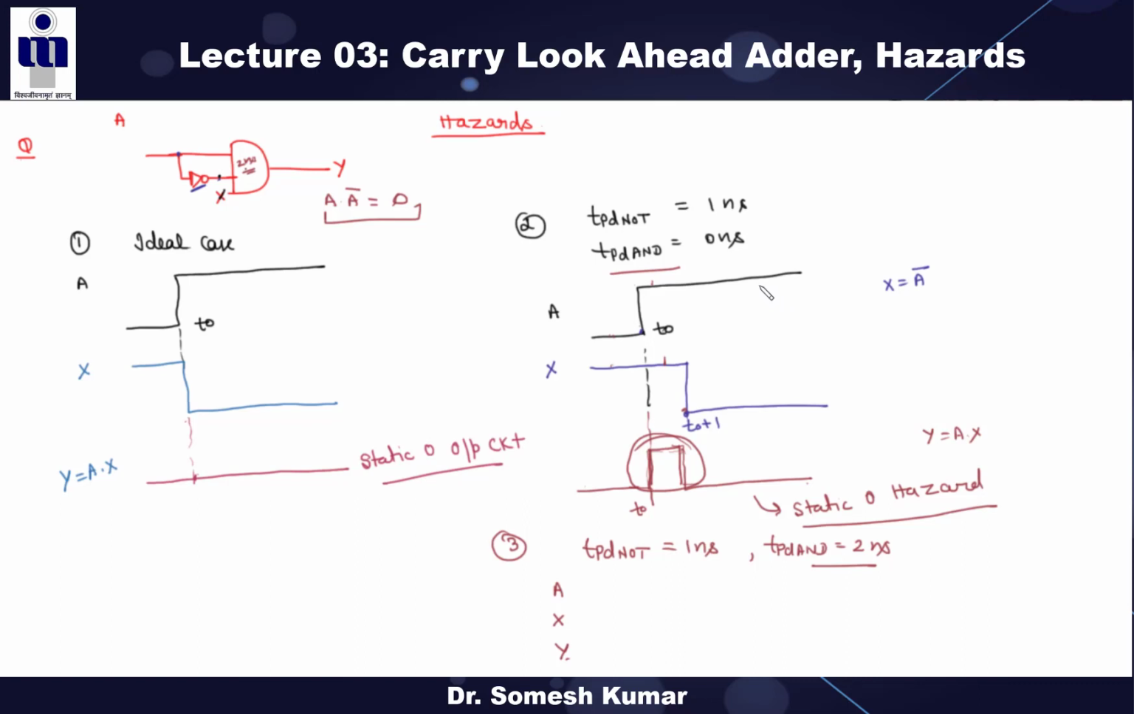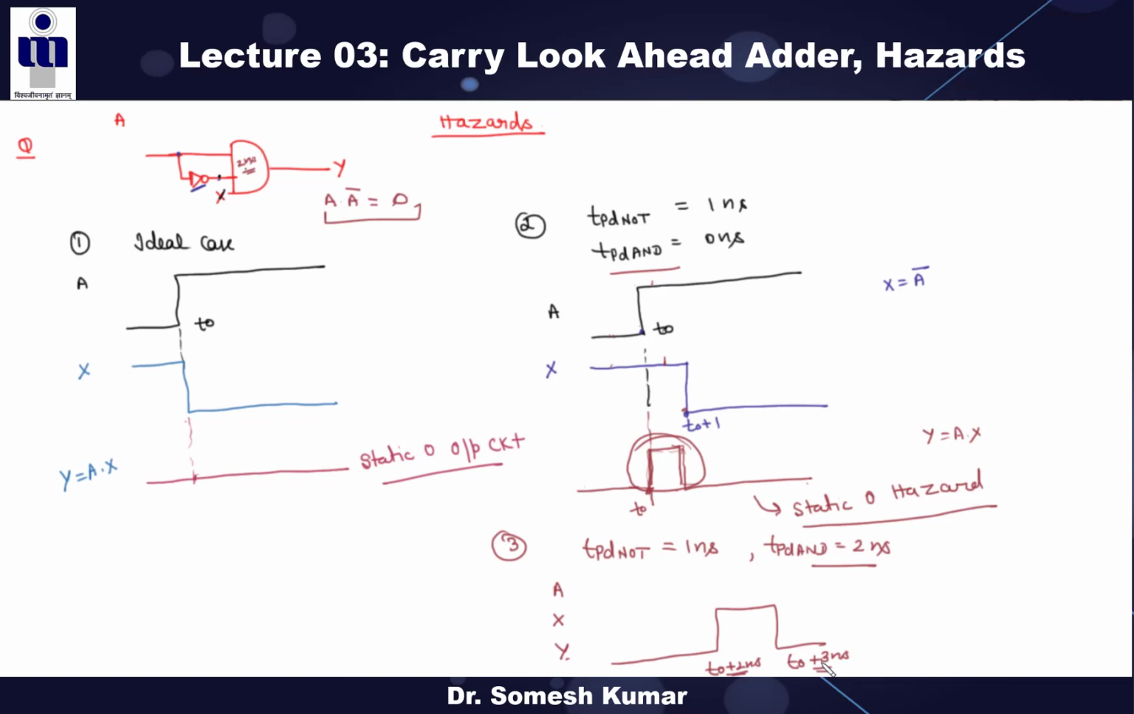Here the hazard level will be shifted. Since the 2 nanosecond AND gate delay is there, this level will be shifted and you will get the output like this. It starts from T naught plus 2 nanosecond and goes up to T naught plus 3 nanosecond. Understood? So this is your static zero hazards.